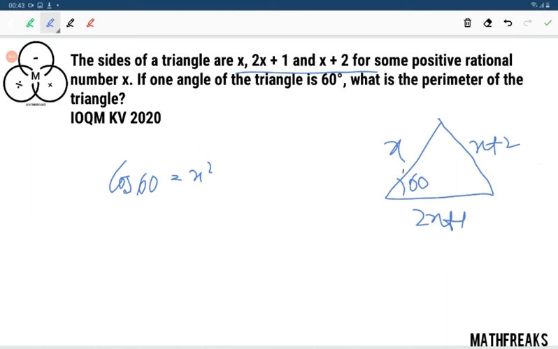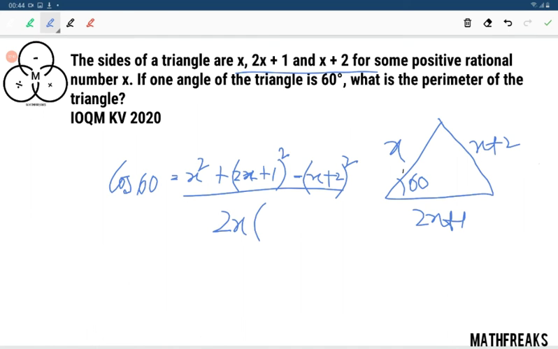x square plus 2x plus 1, x square plus 2x plus 1 whole square minus x plus 2 whole square equals 2x into 2x plus 1. This was quite a simple thing.